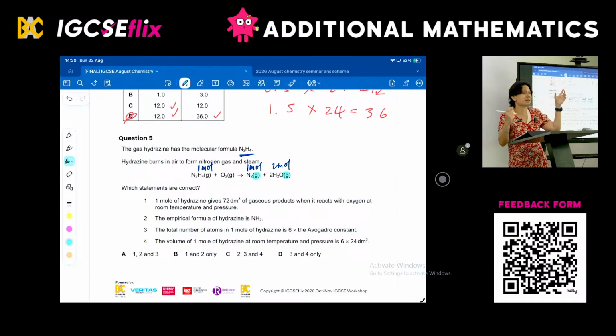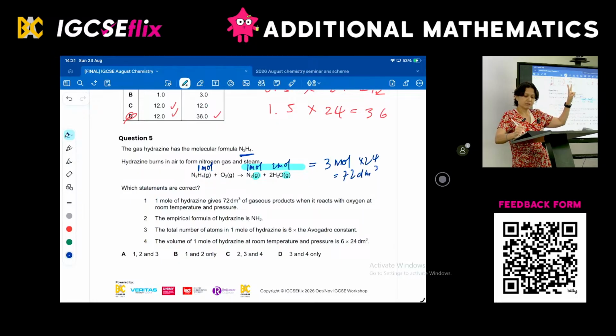So gas and gas can just combine together. So gas you can add together. So 1 plus 2 is how much? 3. 3 mole of gas. 1 mole of gas is 24, so 3 mole of gas is 72. So the first one is correct.